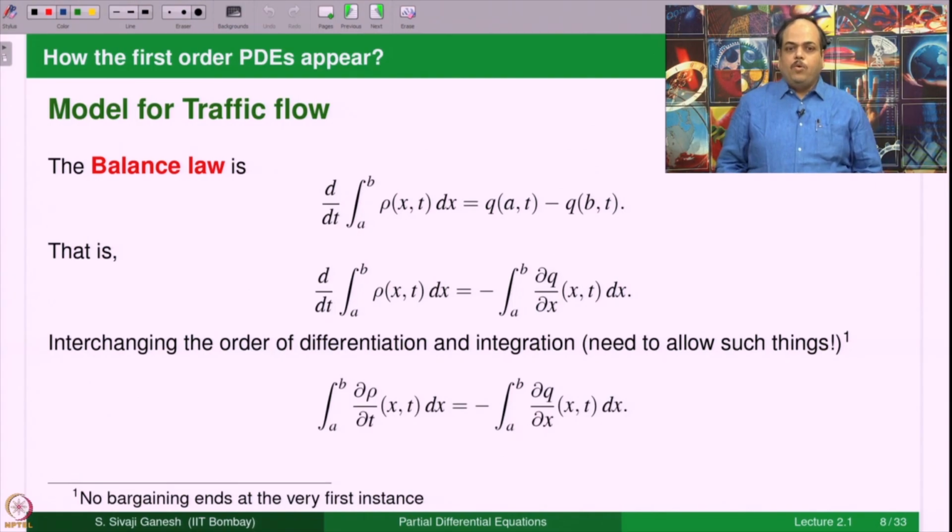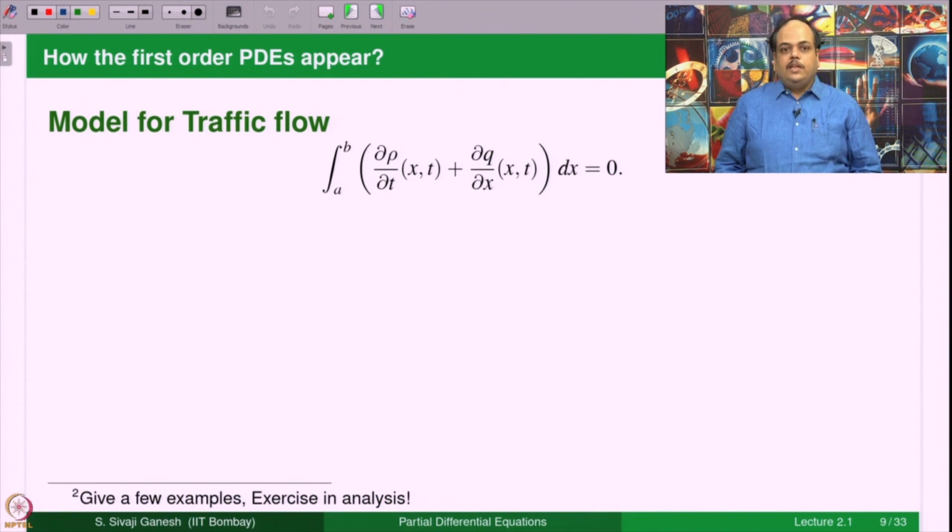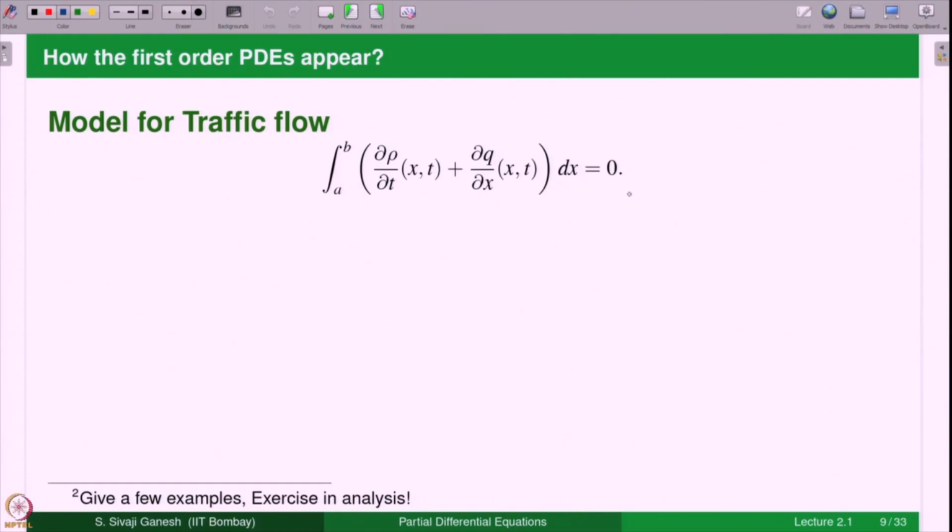Now, once the d/dt goes inside the integral, the balance law becomes the integral from a to b of dou rho by dou t equals minus the integral from a to b of dou q by dou x. Now, let us take the right hand side to the left hand side and then the balance law becomes the integral from a to b of dou rho by dou t plus dou q by dou x equals 0. Now, this is true for every a and b such that a is less than b. In other words, you have the integral of a certain quantity being 0 over every interval a b. It means that the integrand has to be 0.